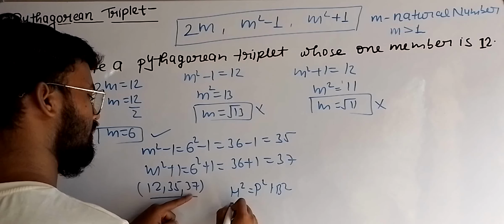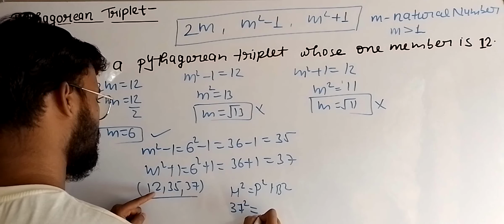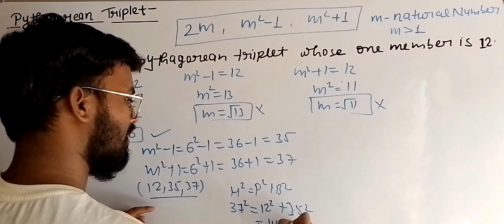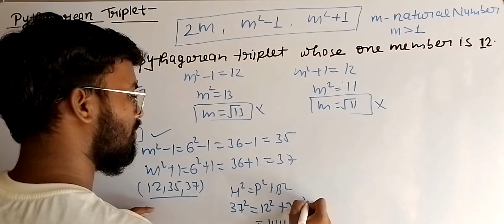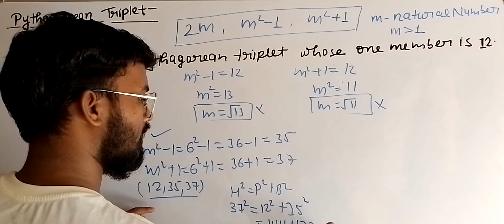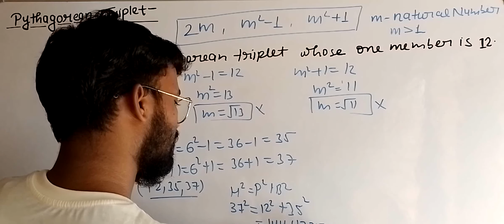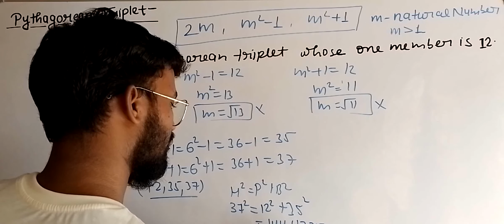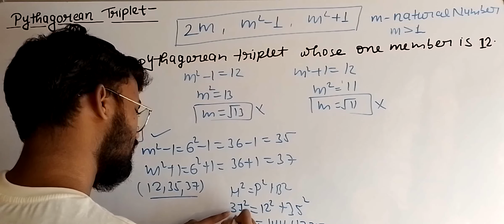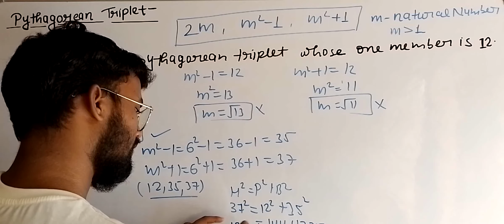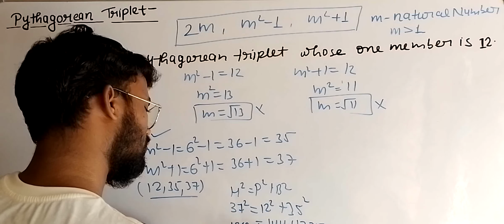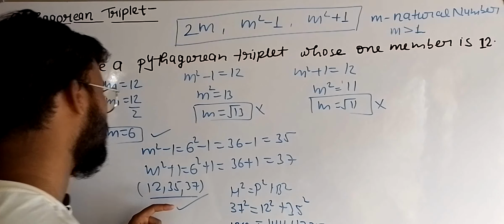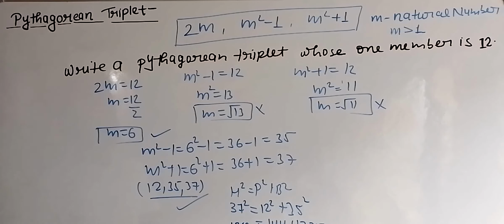From here we are getting the highest side is 37 square, and p we take any one, 12 square, and 35 square. From here we are getting 144, and 35 square will be equal to 1225. So if we add it, and if we square 37, then also we are getting this value. So LHS is coming out equal to RHS. So this one will be our desirable Pythagorean triplet.